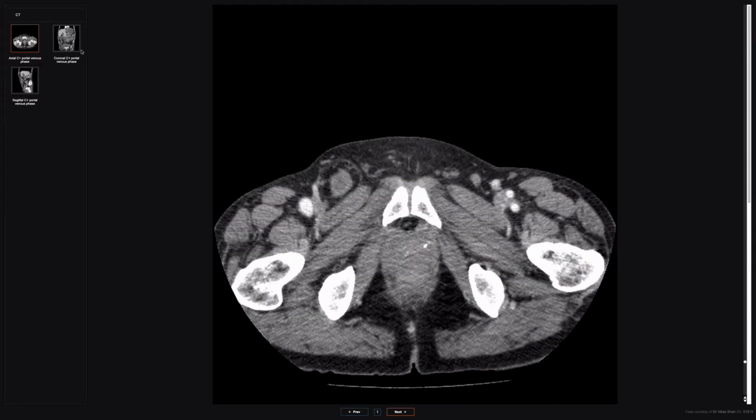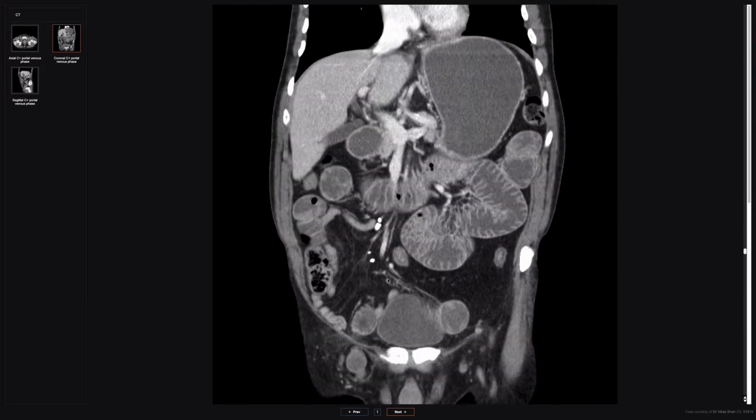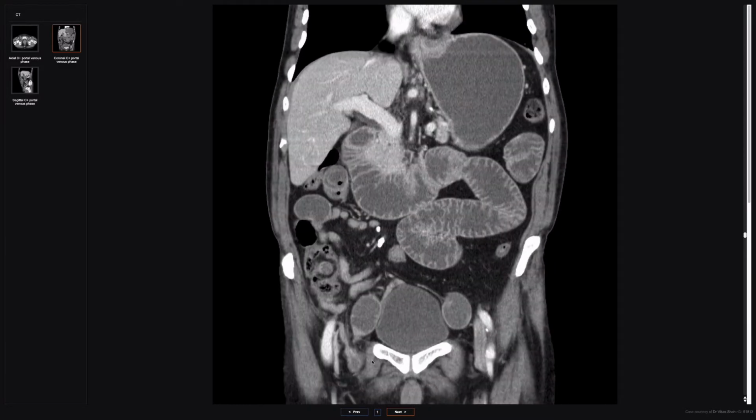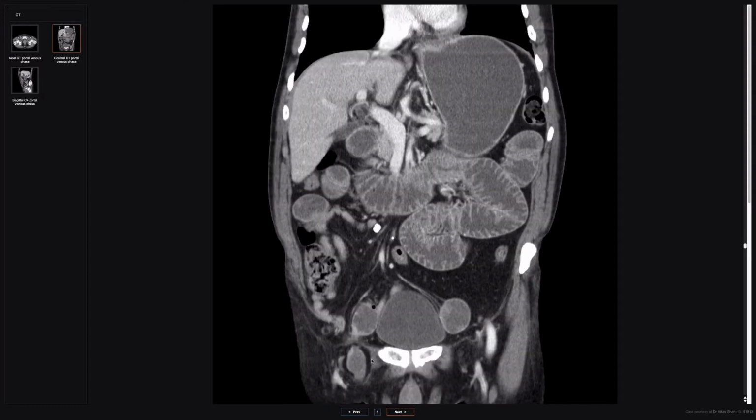Okay, and if you look at the coronal views, then the direction of travel of the hernia sac in relation to the inguinal canal is also quite helpful to tell you whether or not this is femoral or inguinal.